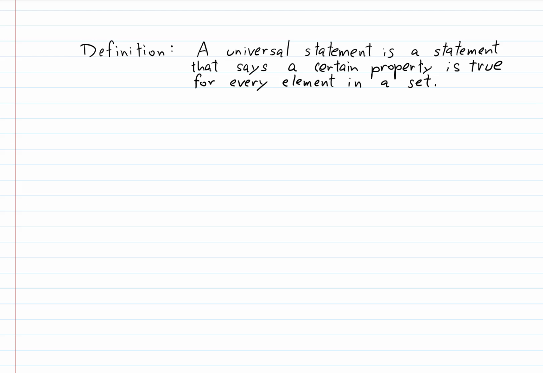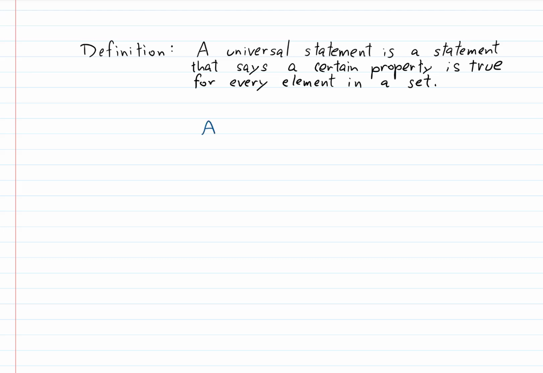So you could say the set of even numbers. Okay, that's a set. And then the elements of that set are the numbers 2 and 4 and 6 and 8 and so on. We're sort of assuming that those terms are already understood, what element and set are. Now a universal statement is a statement that says a certain property is true for every element in a set. So I'm going to write a universal statement for you.